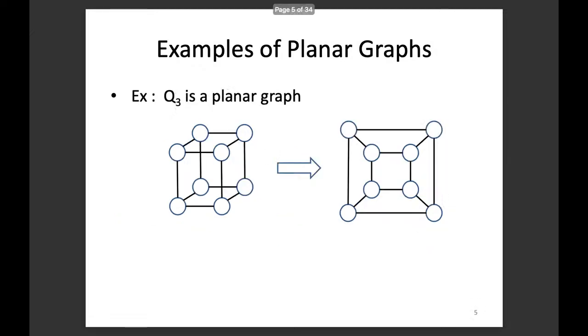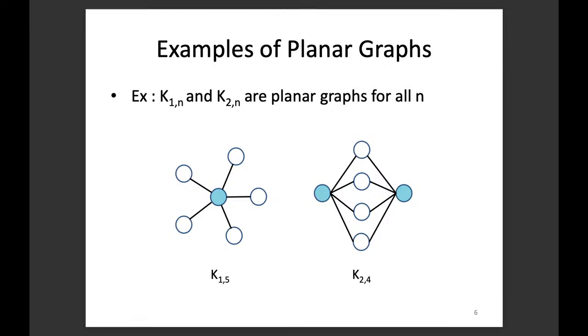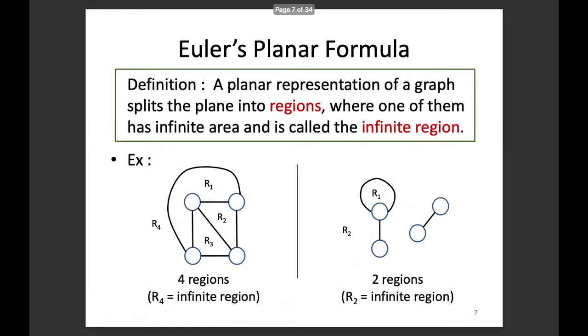Q3 is a three-dimensional cube. It is also a planar graph. K1n and K2n are also planar graphs for every n. So this is K15. The coloring here is for illustration purposes. We will see that all the blue vertices are in one group and all the white vertices are in the other group.